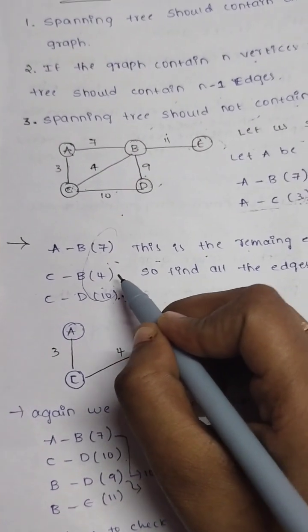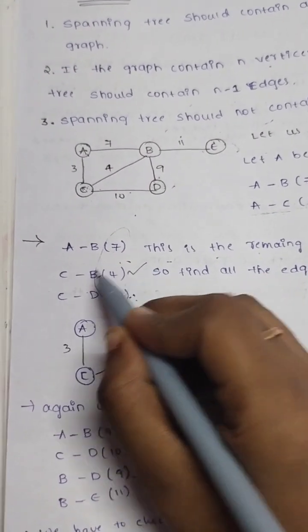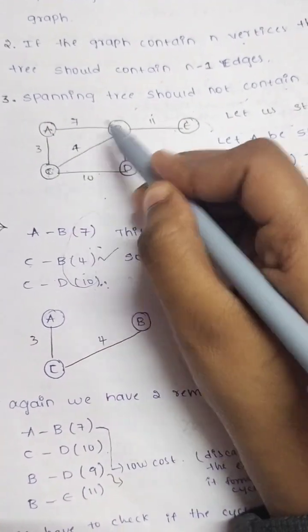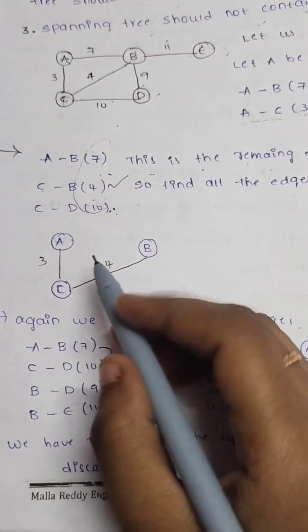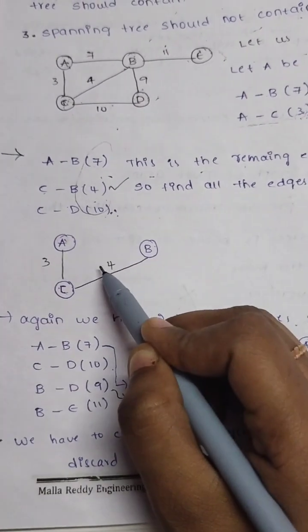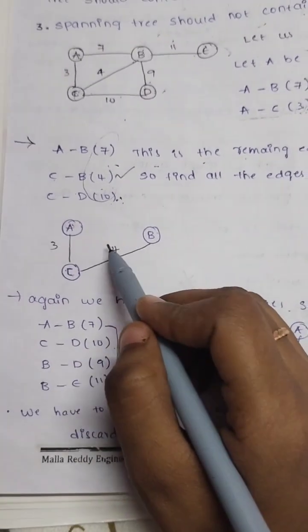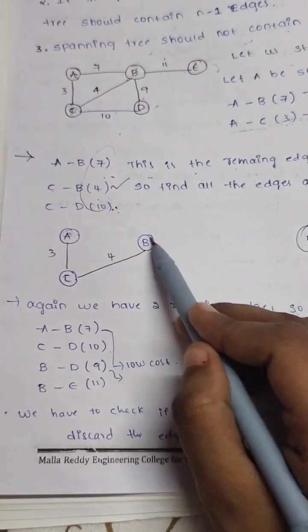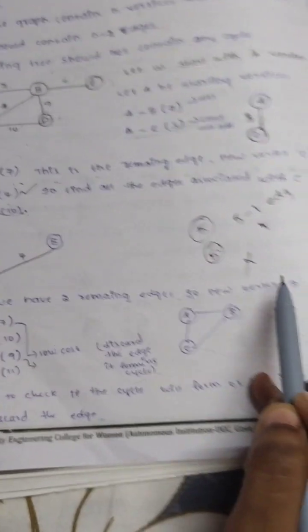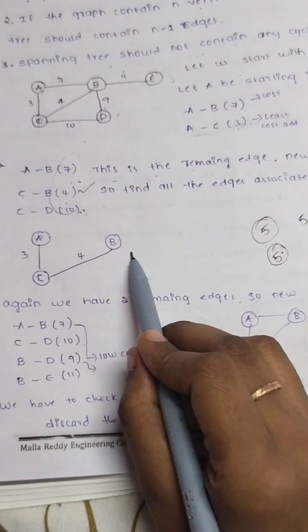Which is least cost? 4 is least cost. So C to B, we have to add the C to B edge. Here A to B is already there, so we add C to B, that cost is 4. Again the new vertex is B, so again we have 2 remaining edges.